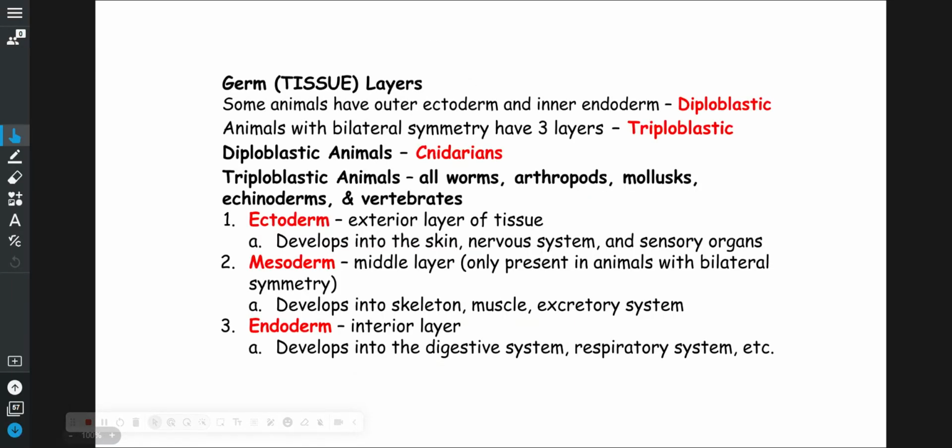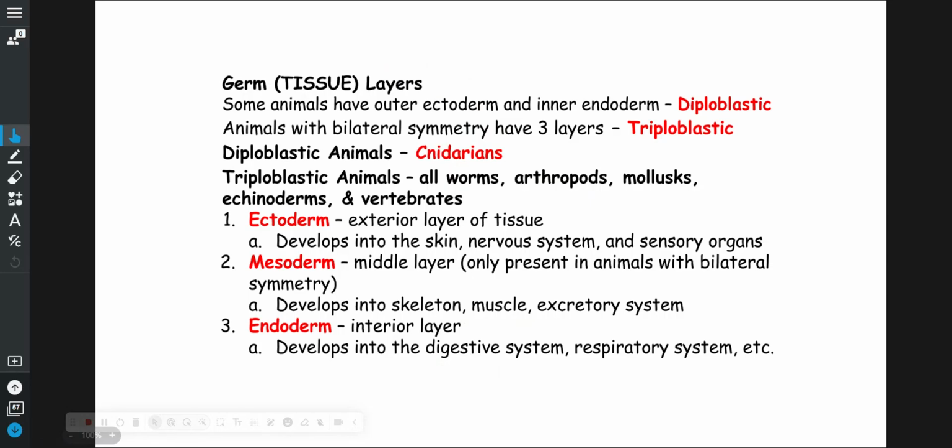Okay, so here are the 3 tissue layers that I mentioned. Organisms like cnidarians that only have 2 layers of tissue, the ectoderm and the endoderm, they're diploblastic, the prefix di meaning 2. Animals that have bilateral symmetry all have 3 layers of tissue, and they're triploblastic. Okay, so the diploblastic are going to be cnidarians. Triploblastic is going to be all the worms, arthropods, mollusks, echinoderms, and vertebrates. So basically everything except cnidarians and sponges.